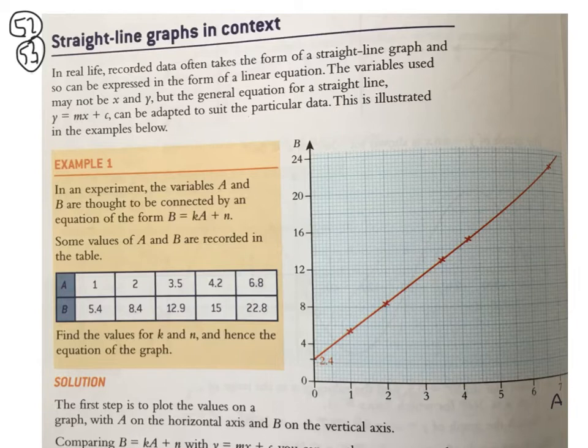So in the example, in an experiment, the variables a and b are thought to be connected by an equation of the form b equals ka plus n. So some values of a and b are recorded in the table. They must have recorded these from some experiment, and then they were plotted on this line, and indeed it does follow a straight line relationship. So it should be able to be written in this format because that's actually the same as this format. Find the values for k and n, and hence the equation of the graph.